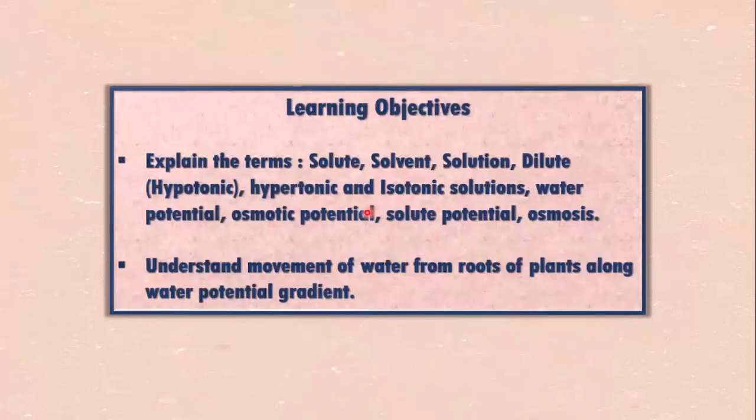Learning objectives: explain the terms solute, solvent, solution, dilute or hypotonic, hypertonic, and isotonic solutions. Then water potential, osmotic potential, solute potential, and the term osmosis itself. Then understand movement of water from roots of plants along water potential gradients.